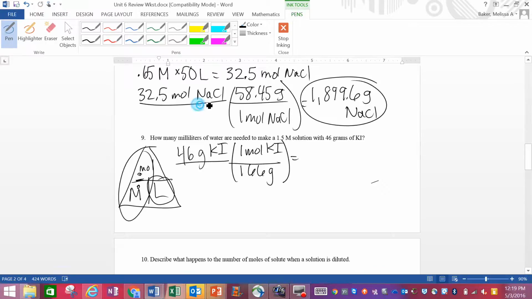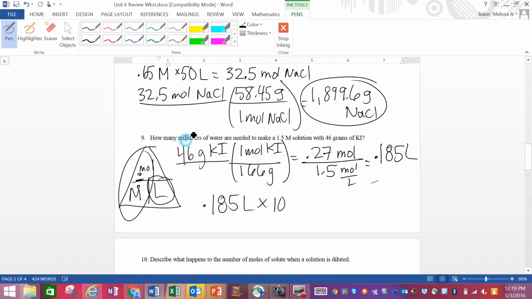So I've only got 46 grams. This means I only have a fraction of a mole. 0.27 moles of KI. That's divided by 1.5 moles per liter. That's going to give me how many liters I've got. 0.185 liters. Now to get that into milliliters, I need to multiply by 1,000. So I need 185 milliliters of water to make that solution.